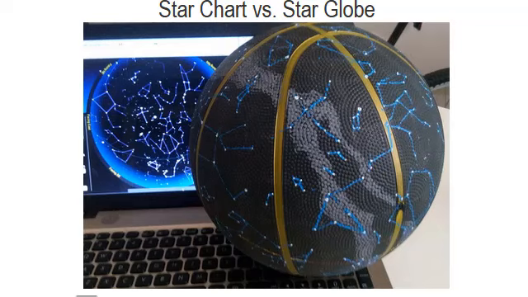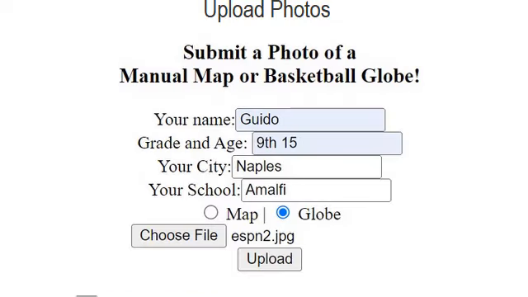Note that anyone can upload photos of maps on physical surfaces or basketball globes. Make a globe by copying the squares using your smartphone, and then take a photo and upload it. It will appear in the camp gallery after it has been approved.